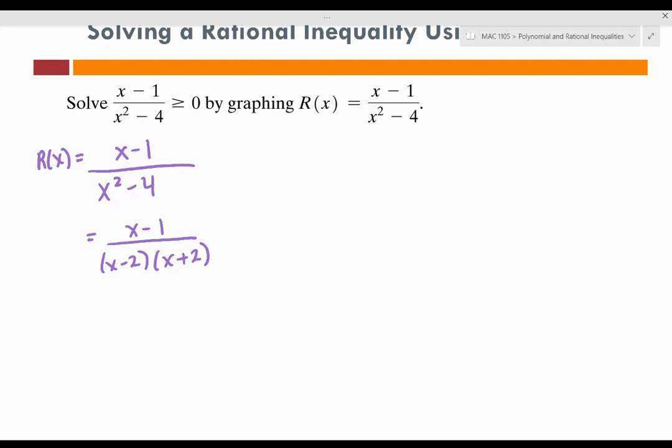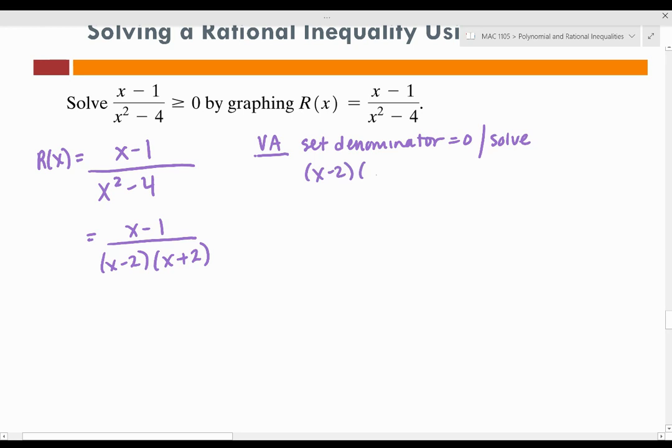Now, some other things we need to find when we've been given a rational are the asymptotes. The first asymptotes I'm going to find are the vertical asymptotes. Remember, to find vertical asymptotes, you set the denominator equal to 0 and then solve. So I'm going to say (x minus 2)(x plus 2) equals 0. It's already factored, so I'm going to set each of those factors equal to 0 and then solve for x. So I have 2 vertical asymptotes.